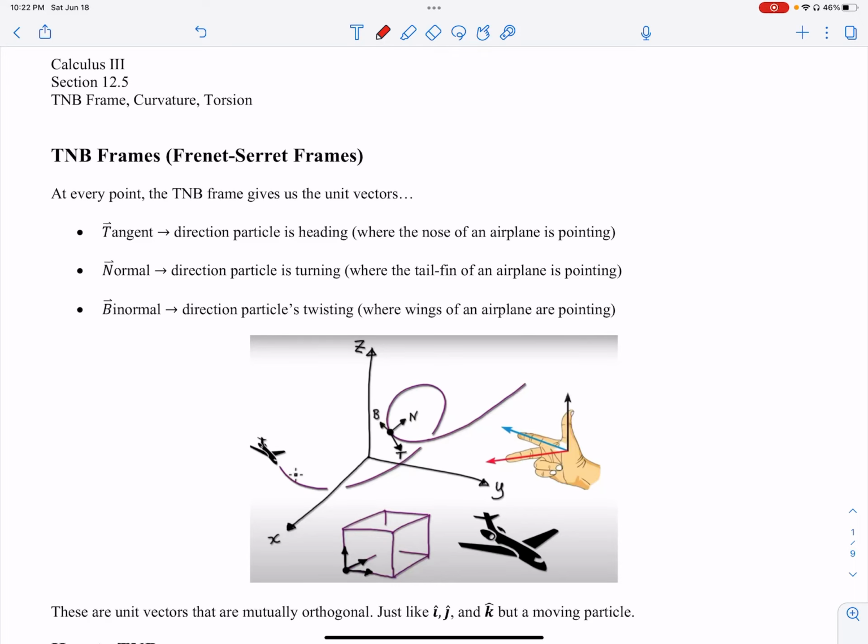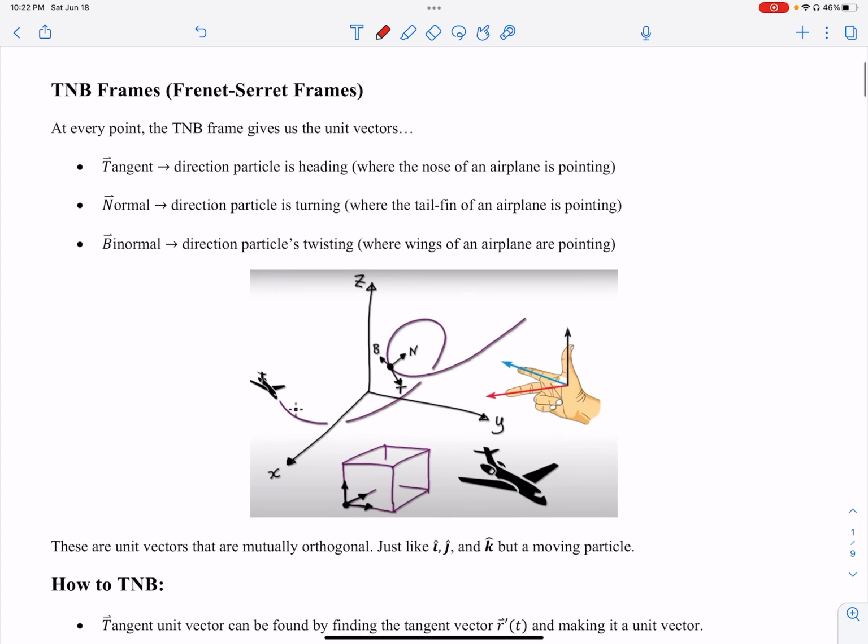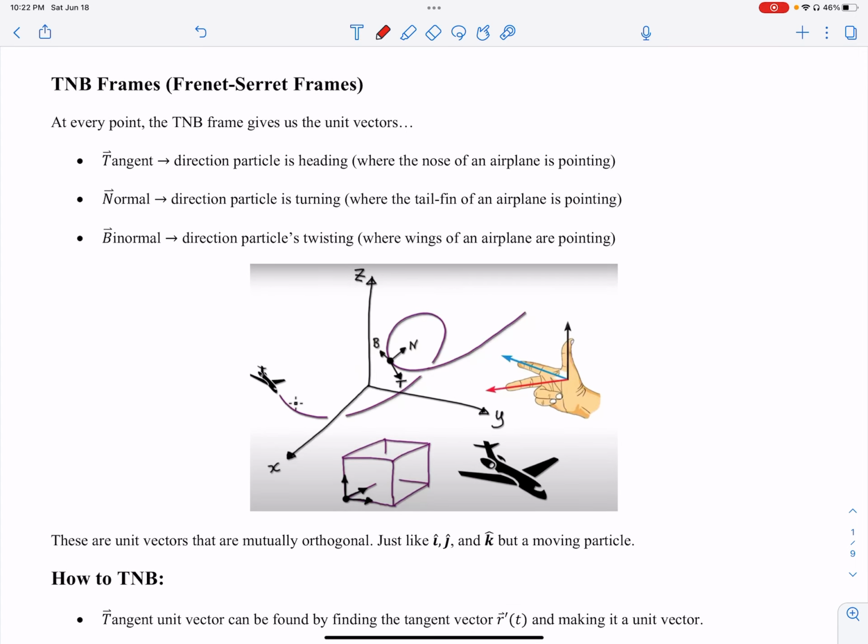In this video, we are going to begin our discussion over section 12.5 over something called the TNB frame, curvature, and torsion. So where I want to begin with this TNB frame, to explain it, it comes from a couple of French mathematicians or physicists. I'm actually not sure of their background.